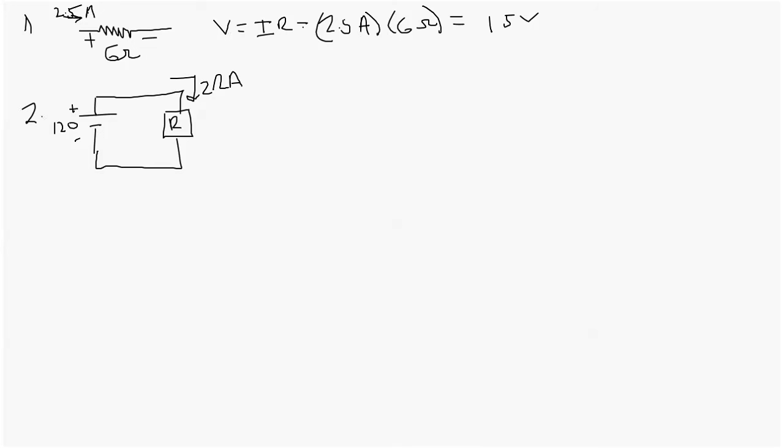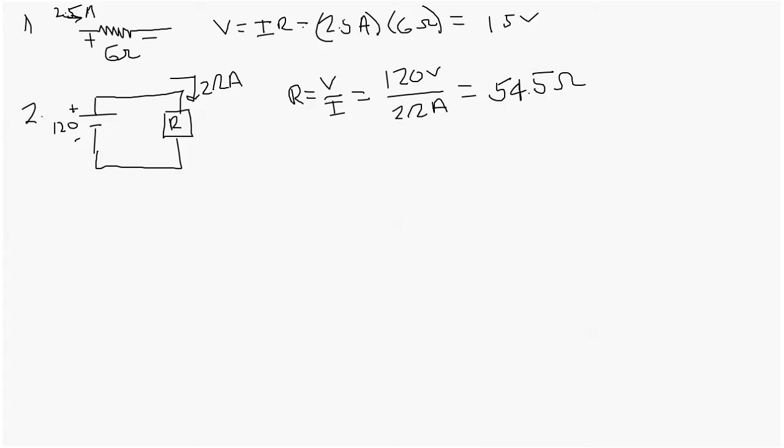So, want to know what the resistance is? Well, I got to go back and solve for resistance. Resistance equals voltage divided by current. And in this case, that's going to be 120 volts divided by 2.2 amps. So 120 divided by 2.2 turns out to be 54.5 ohms. So that's what's supposed to happen.